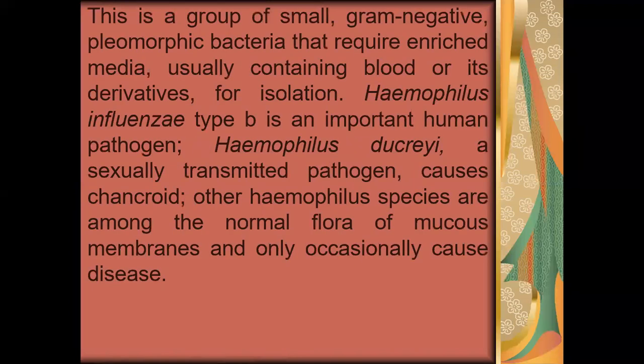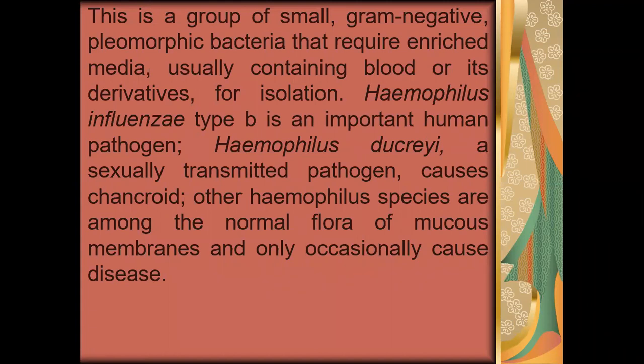Haemophilus is a small gram-negative pleomorphic bacteria. This means that on a Gram stain, small, medium, and large bacilli can be shown. It requires enriched media, usually containing blood or its derivatives, to enhance the growth of this bacteria.